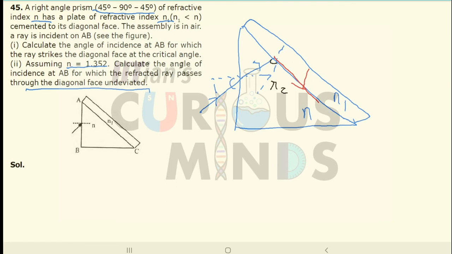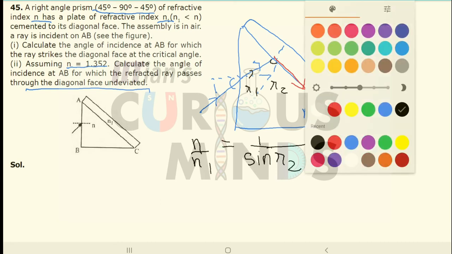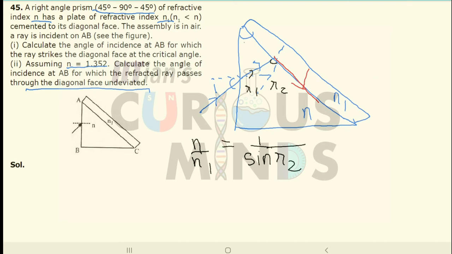Now I can clearly say that n divided by n1 will be equal to 1 upon sine r2. Over here, this is the first refracting angle r1, this is the second refracting angle r2, and this forms the angle of the prism, which is equal to 45 degrees, because the prism is given as 45, 45 and 90 degrees.